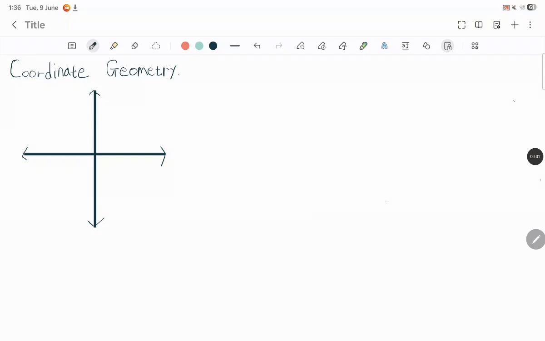Hello everyone. In this video, we are going to get into coordinate geometry. What does this mean, coordinate geometry? This is a branch of math that studies shapes and points using numbers on a grid, in this case, on the Cartesian plane.